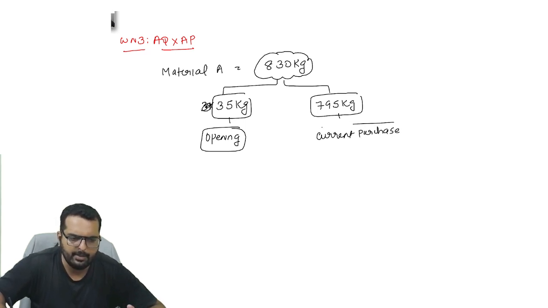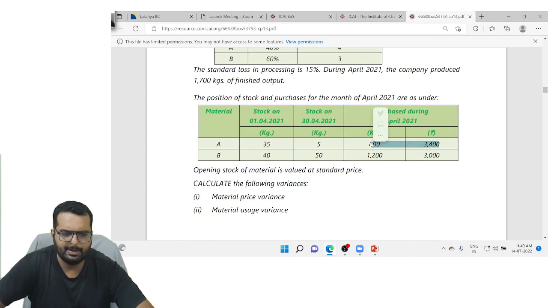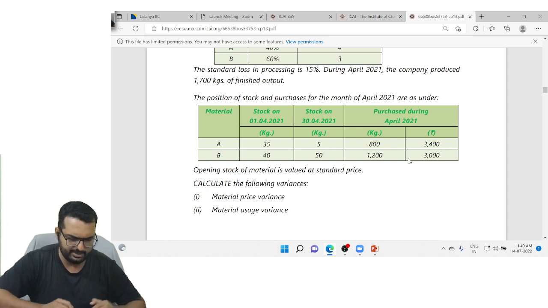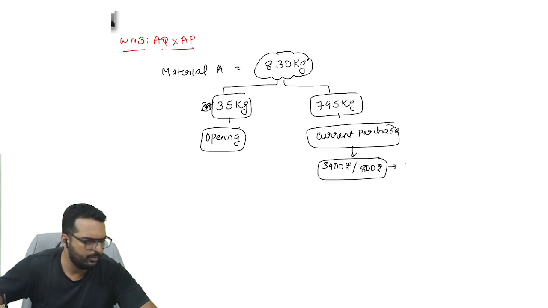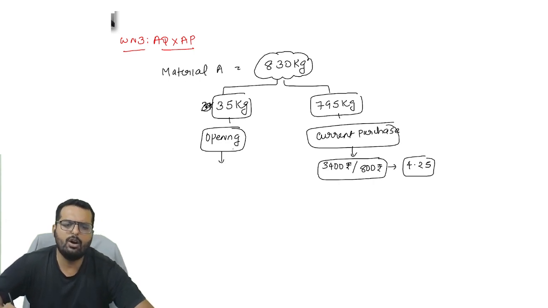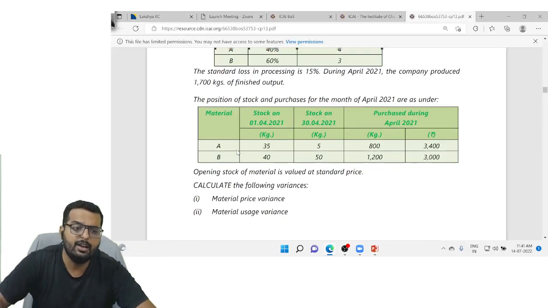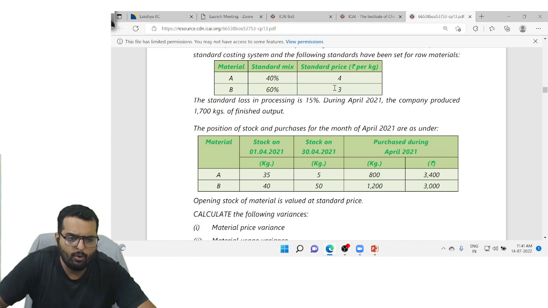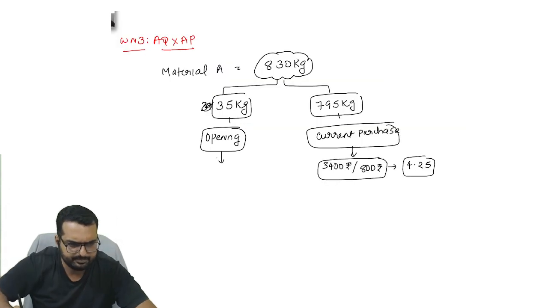So now tell me, what is the current purchase price that is told in the question? Current purchase price is 3400 divided by 800. Am I right? So what is the answer you get over here? Do you get the answer as 4.25? Correct? But opening stock might have been bought at 4.25 or it might have been bought at some other price. Here we are assuming that 4, which is the standard price, is based on previous purchase. I'll put a star.